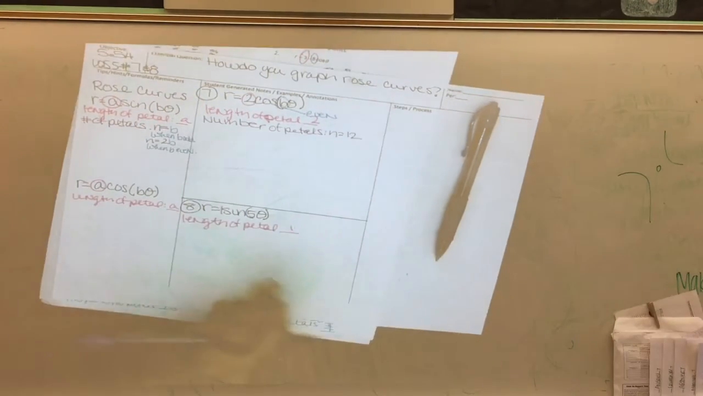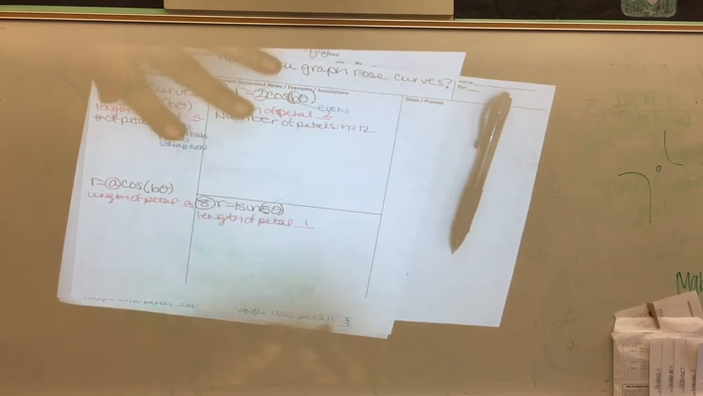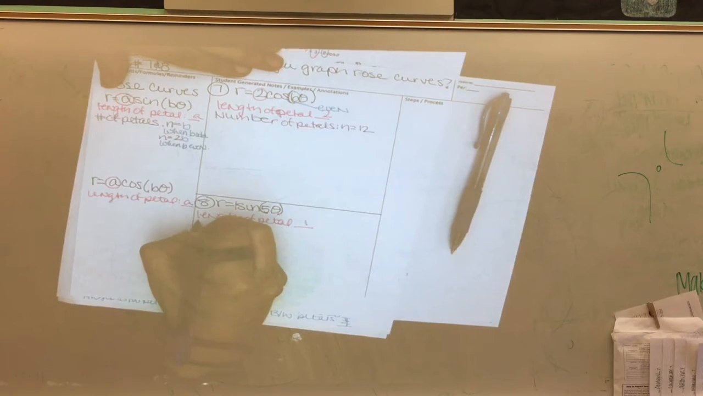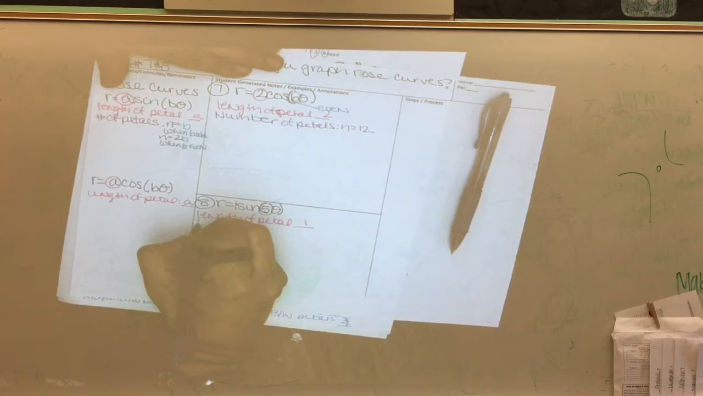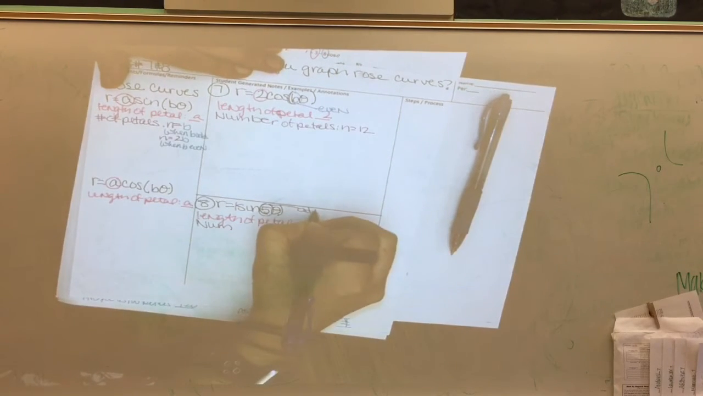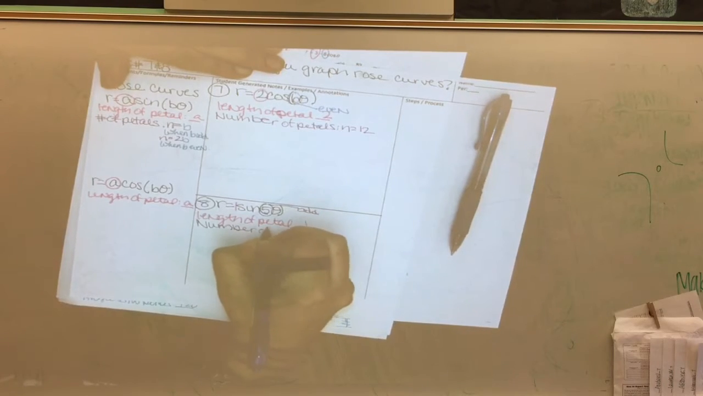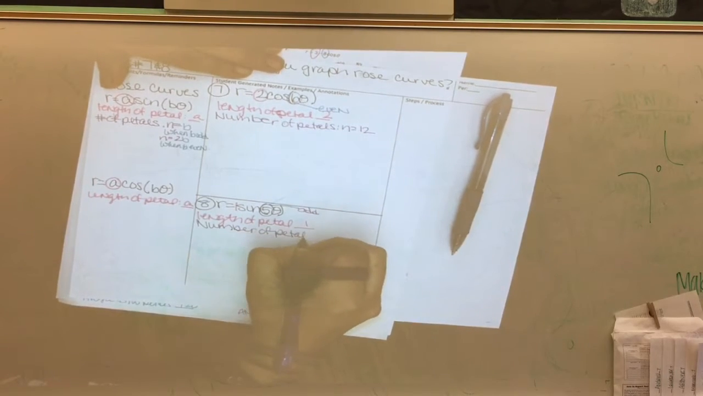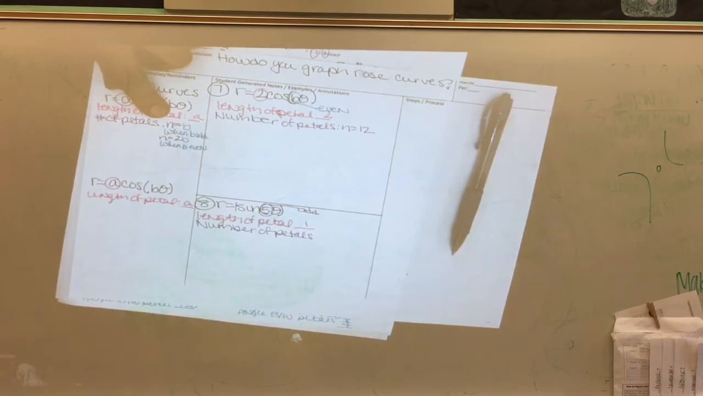All right, and then I need to know the number of petals for this one. Jordanelle, can you tell me how many petals we're going to have for this one? 5. We are going to have 5. Uh-huh. And how did you know it was 5 and not 10? Because it's an odd number. Yeah, but under N equals B, what 2 words are those? N equals B when B is odd. B odd, okay.